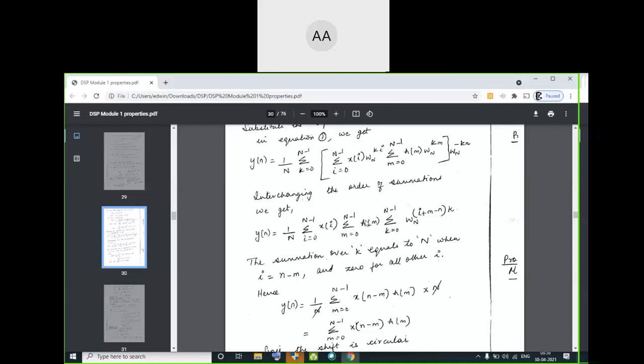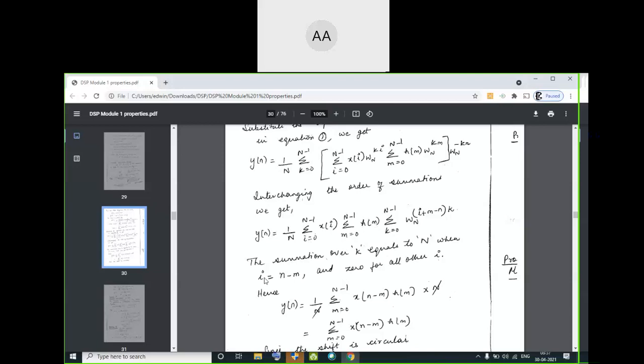Got it? Ultimately, what do you want? So many summations you don't want. But if you substitute in this equation, you are getting so many summations. You have grouped your twiddle factor together. No problem. Okay. What you are left with? You are left with this. These two terms. So what to do?